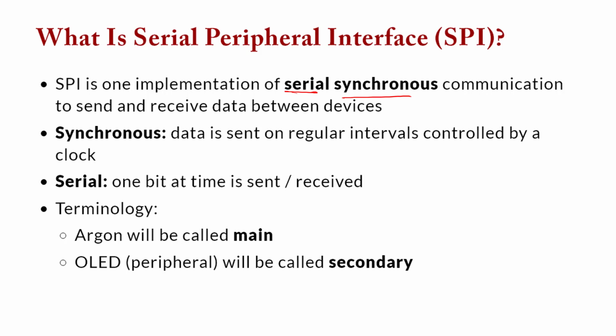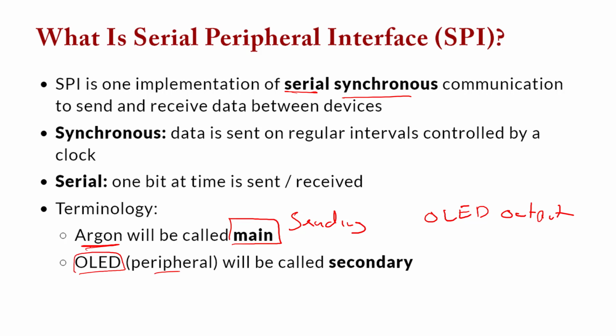And there are two terms I want you to be aware of. The idea is main and secondary. And so the Argon will be main. And what that means is that primarily it will be sending, which makes sense because we consider the OLED to be output. And so the OLED itself, also called the peripheral, will be the secondary, and its job is to primarily receive. Okay?